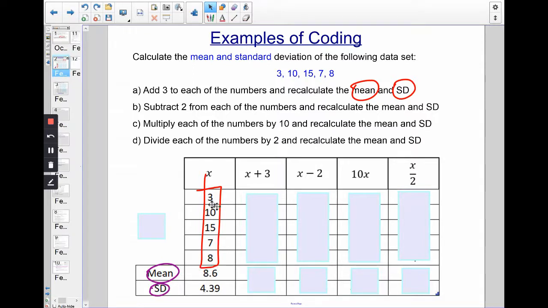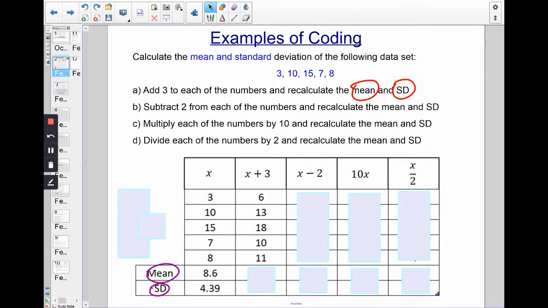Now if you add 3 to each of these numbers, you end up with the following. Fairly obvious. Can you now pause the video, have a go at quickly working out the mean and standard deviation, and use the formulas that we did last week? So pause the video now.